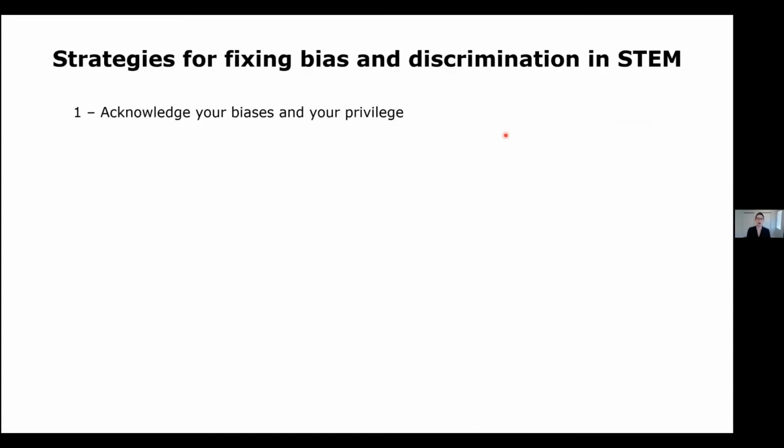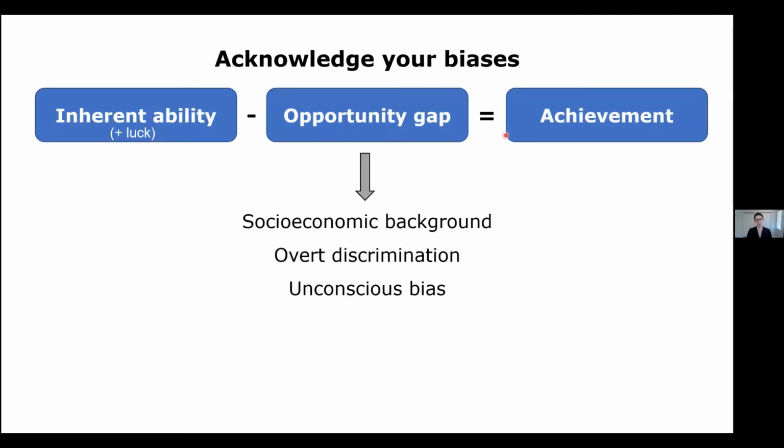Okay, so we have a problem. And this problem really comes from all of us. It comes from society and us as members of society. And how do we fix that problem? So I have my 10 things that I think we can do in STEM to make a big difference in the lives of people from marginalized groups. So step one is to acknowledge your biases and your privileges.